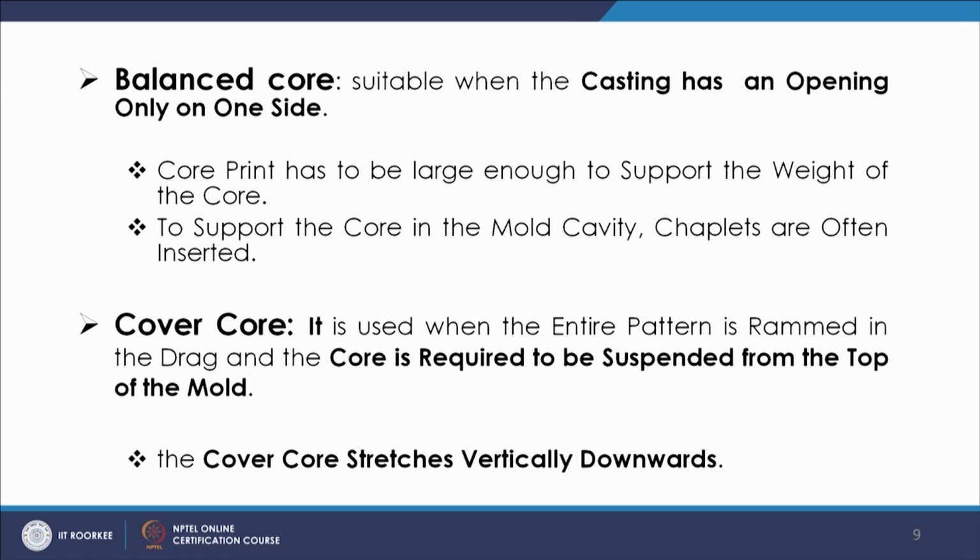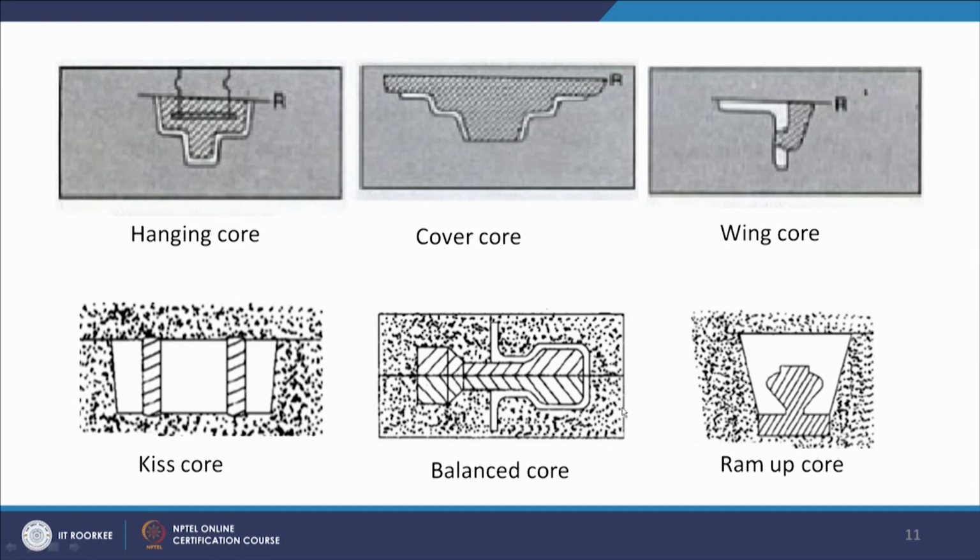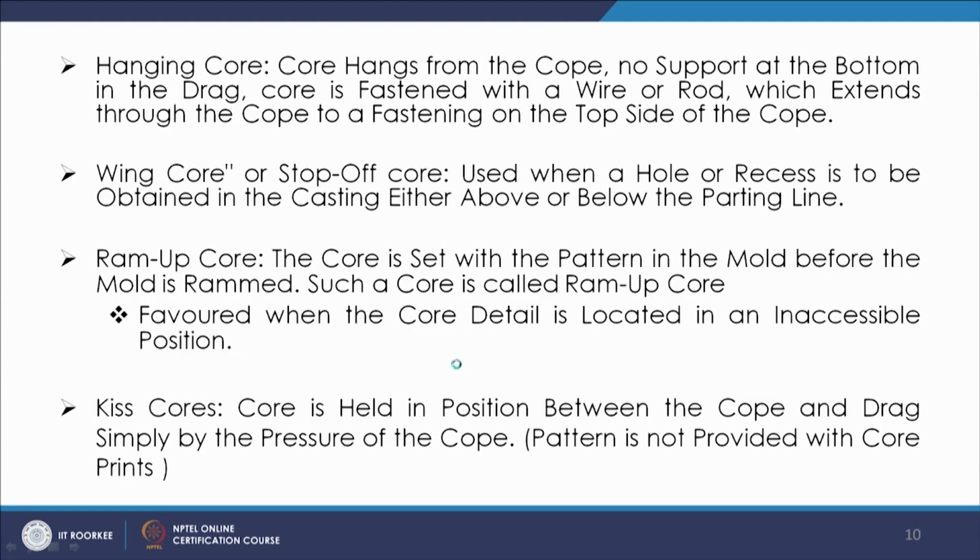So, on one side, the core print has to be quite large enough so that it supports the core. Let us look at the picture of the balanced core. This is the balanced core. As we see, the core is basically fixed here, and that is a core print. Here the core has support from one side only, and this side is open. That is known as a balanced core, and it must be strongly held at this place.